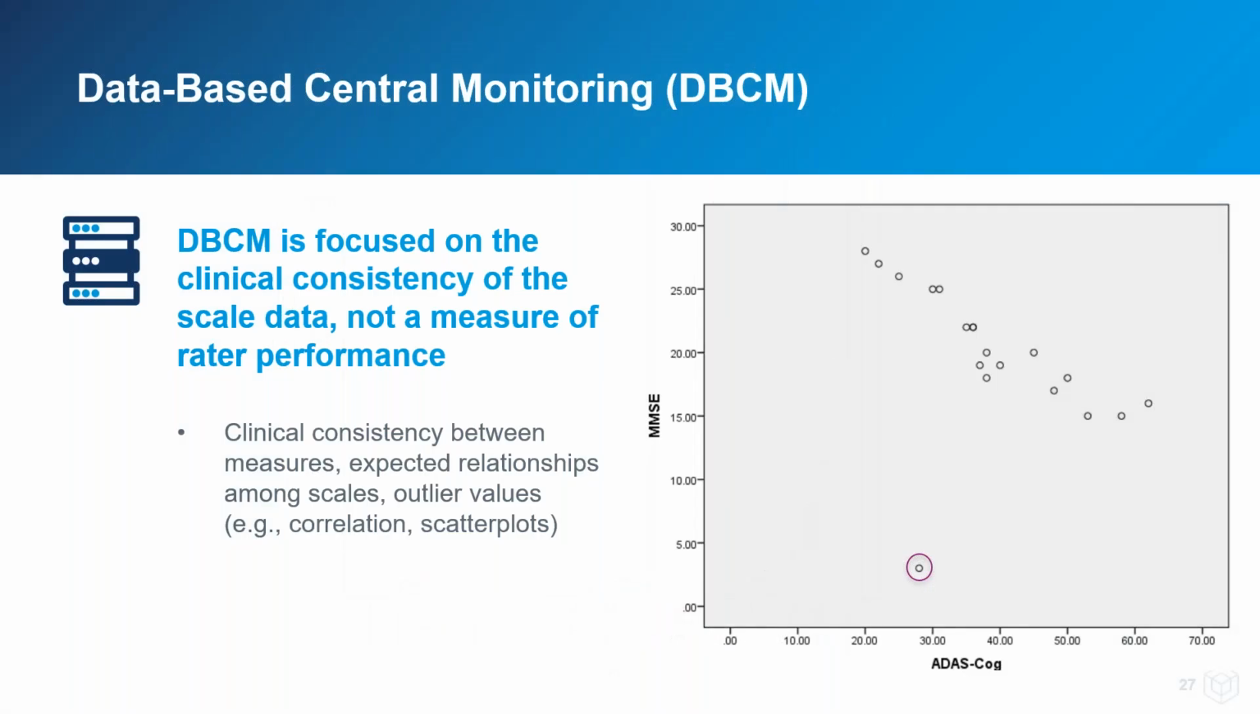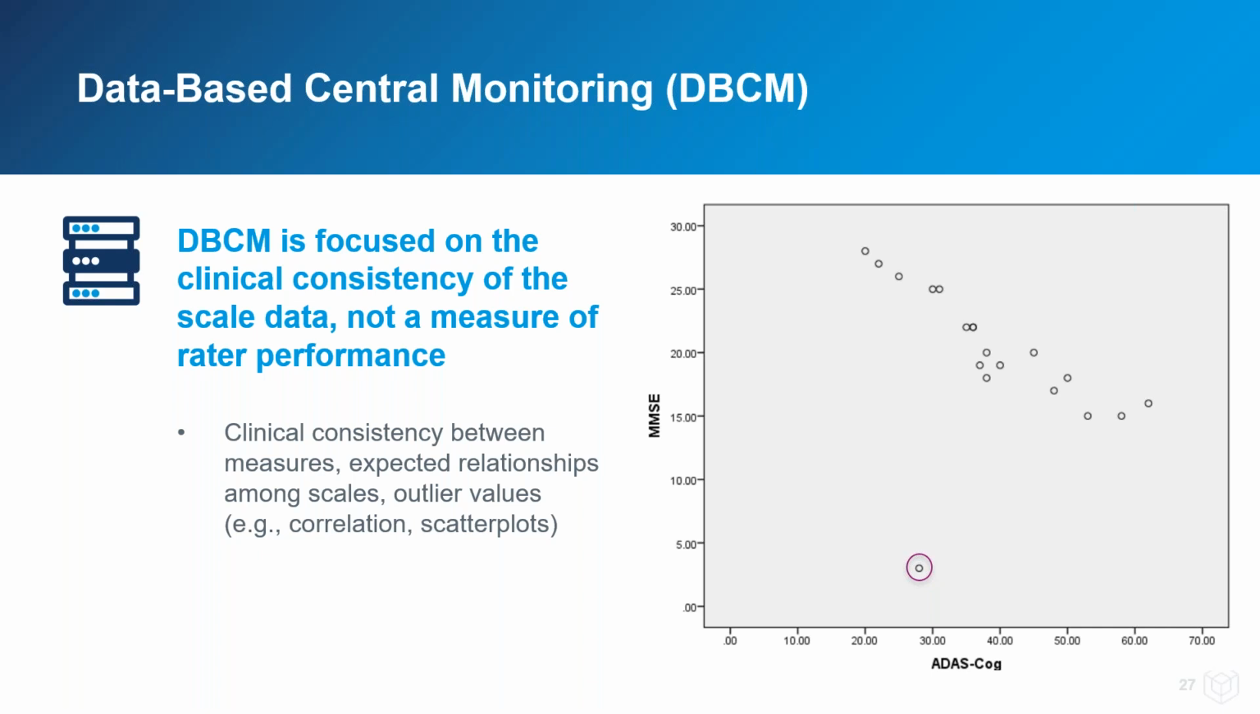Now DBCM, switching over to what we mean by DBCM. This is data-based, which really means the actual scale data, the scores from the test. It's not focused on the raters. It's focused on the actual test scores. And you can apply various methods, often scatter plots, correlations, other graphical applications to examining the clinical consistency of the scale data. Not a measure of rater performance. Does this data look like it should?